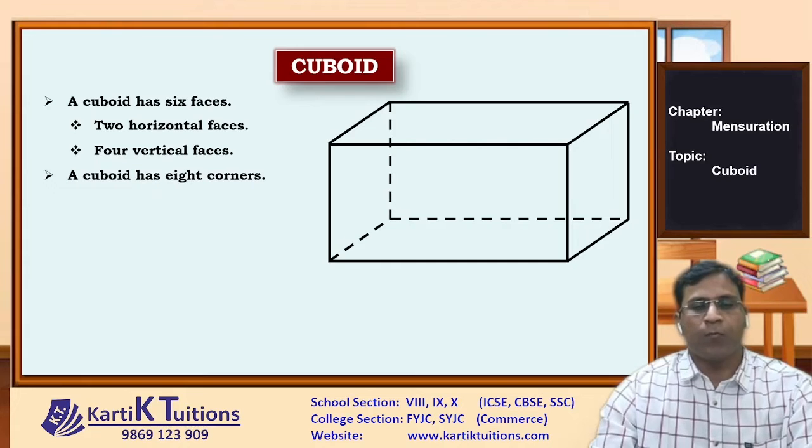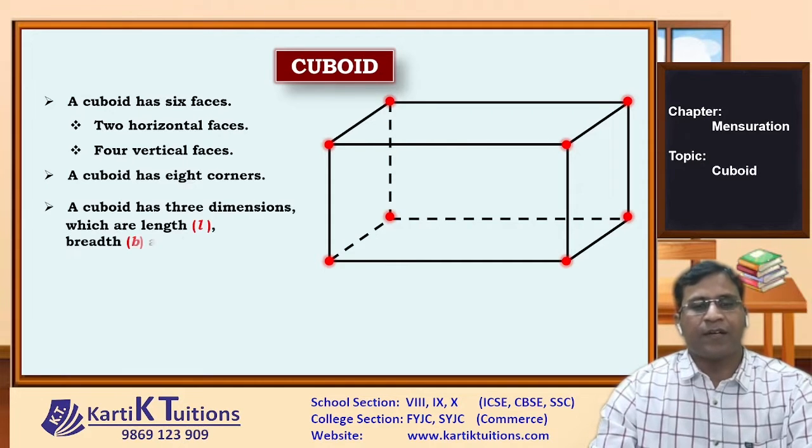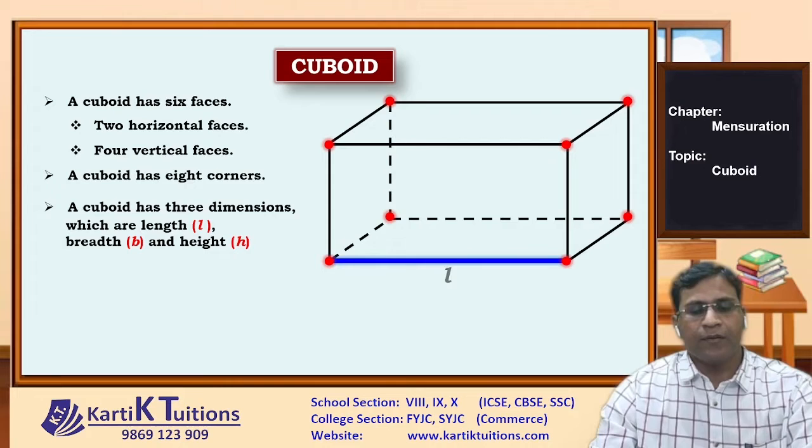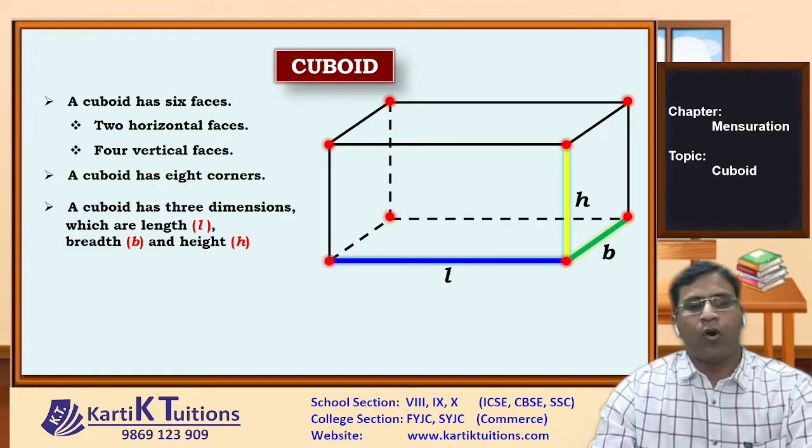How? See, the point of intersection of sides. So this is first, second, third, fourth, fifth, sixth, seventh, eighth. Now, because of this, the cuboid has three dimensions, that is length, breadth, and height. Let's take the help of one corner. Now, if you observe from this corner, we get length, breadth, and height. So any cuboid will always have three dimensions: length, breadth, and height.